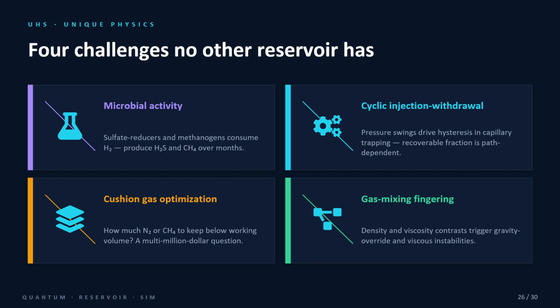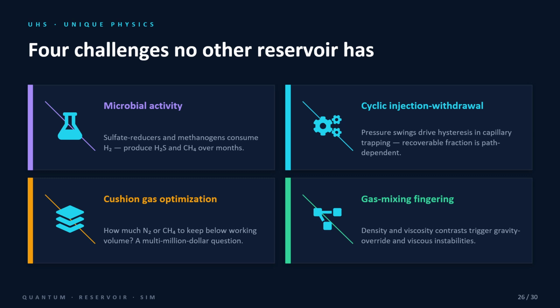The second is cyclic injection and withdrawal. Repeated cycling changes saturation pathways and may cause hysteresis in relative permeability and capillary trapping. This means storage behavior depends on operational history. The third is cushion gas optimization. Cushion gas is needed to maintain reservoir pressure and deliverability. But cushion gas can be expensive, so the question is, how much cushion gas is enough?